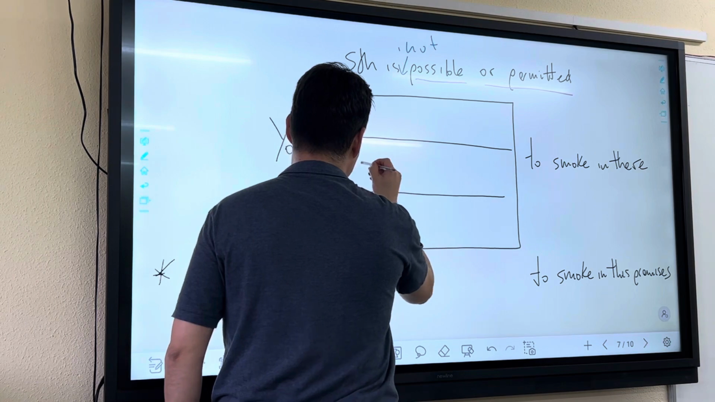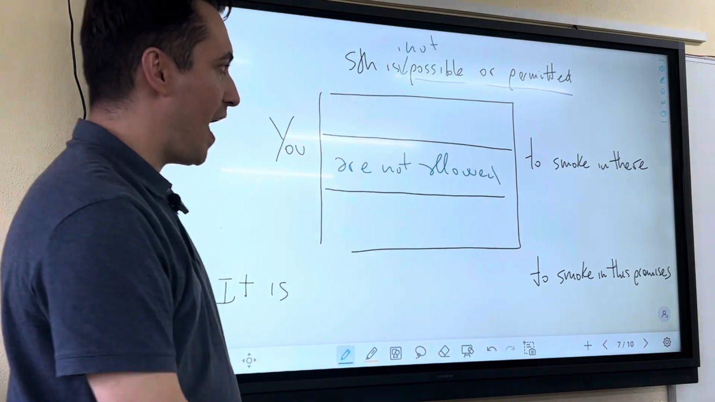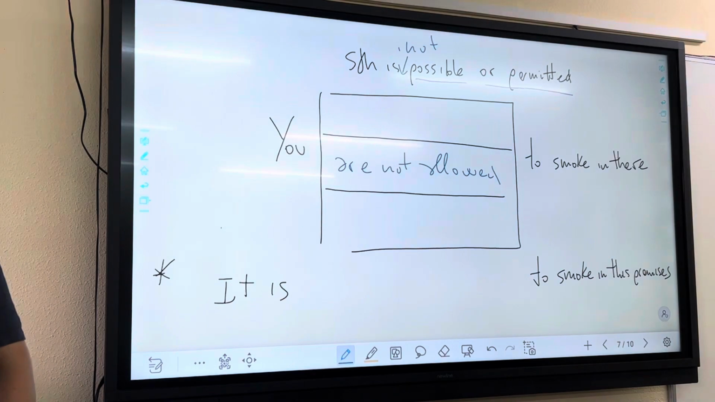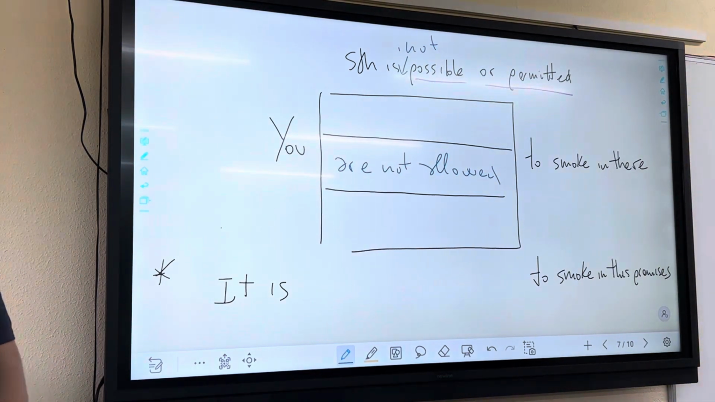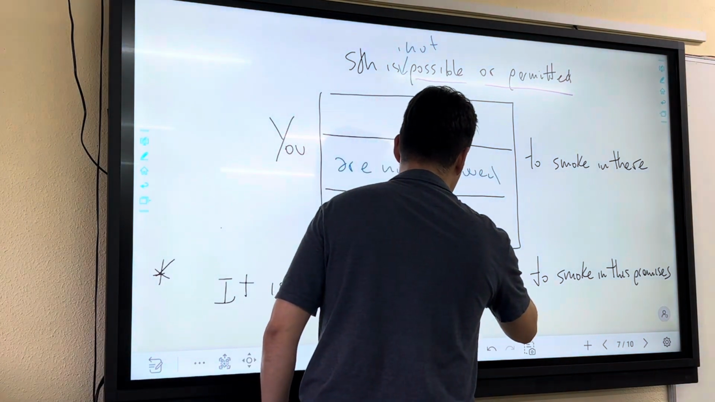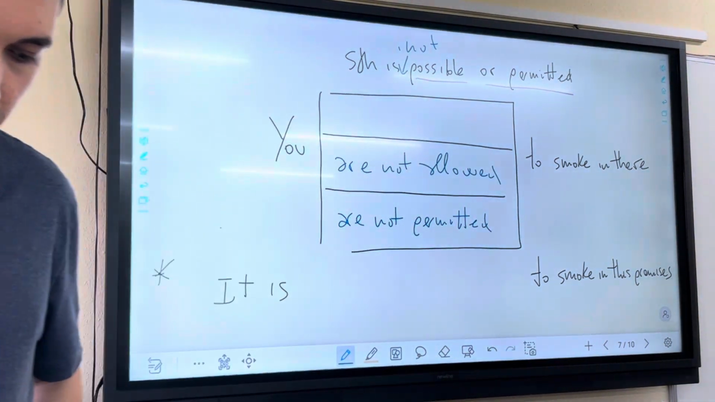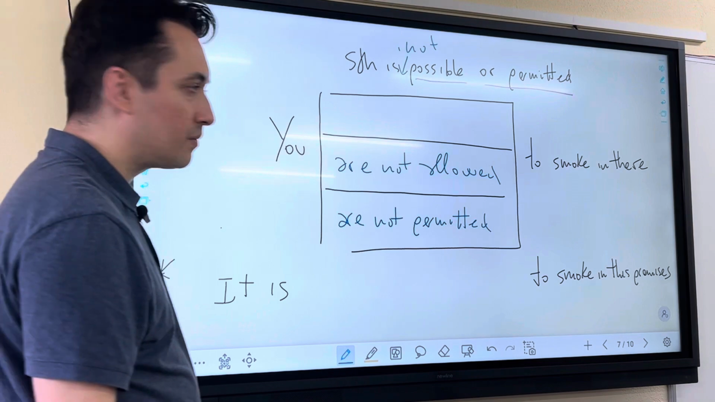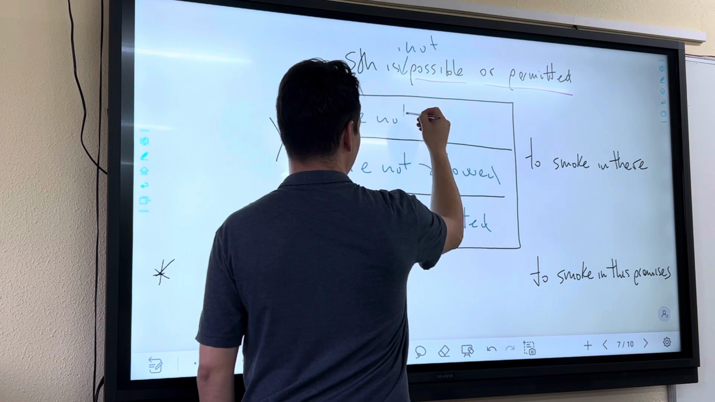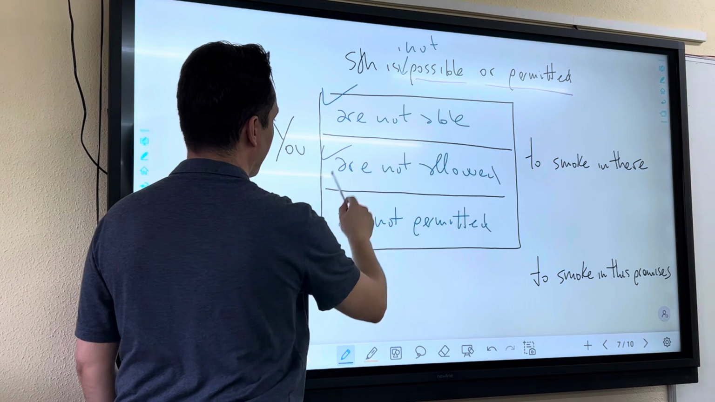You're not allowed. You're not allowed to smoke in there. Any other possibility? The formal one that comes from Latin. You're not permitted to smoke in there. And you can also say it with able. Okay? Able. I know you know. You're not able to smoke in there. Okay, so this is correct, this is correct, this is correct.